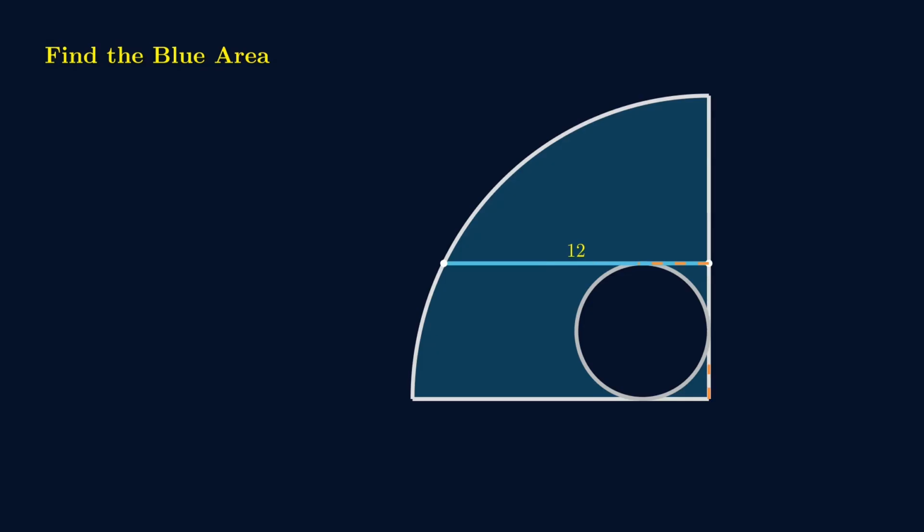So here's what we have. We've got a quarter circle centered at point O. Inside it, there's a smaller circle tucked into the corner, tangent to both radii. And then there's this horizontal segment of length 12 drawn at just the right height so it touches the top of the inner circle and meets the arc of the big quarter circle. And the question asks us to find the area of the blue region.